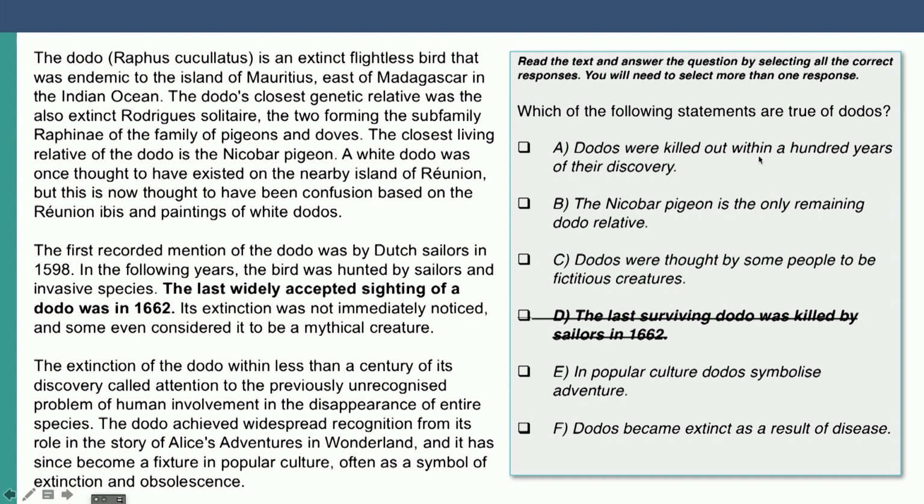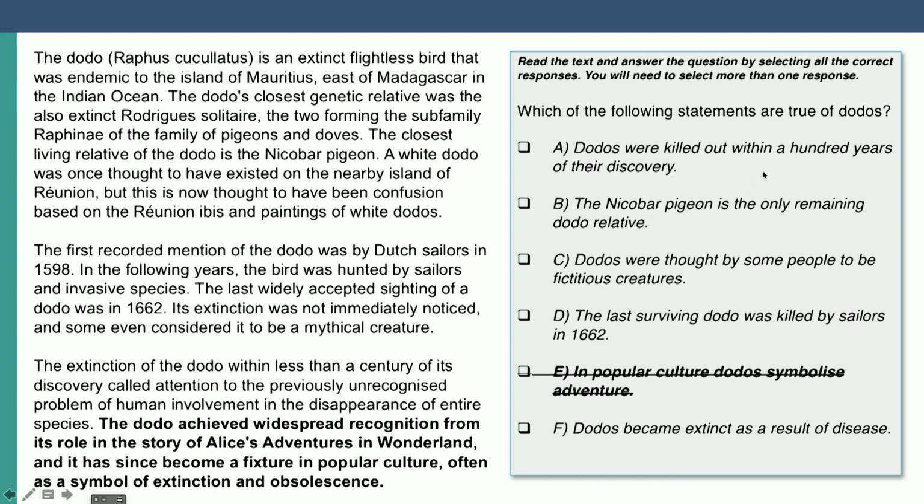What about D? The last surviving dodo was killed by sailors in 1662. Keyword there would have been 1662. We can match that directly to the text. The text says the last widely accepted sighting of a dodo was in 1662. Was it the last of, yeah, no, it just doesn't say that sailors killed the final dodo, okay? It just doesn't say that.